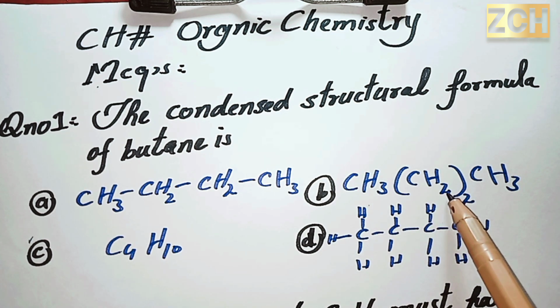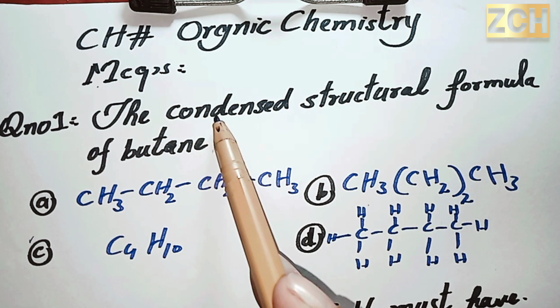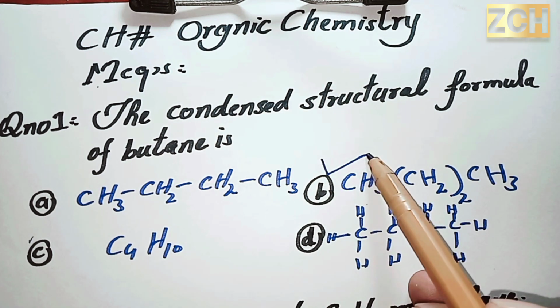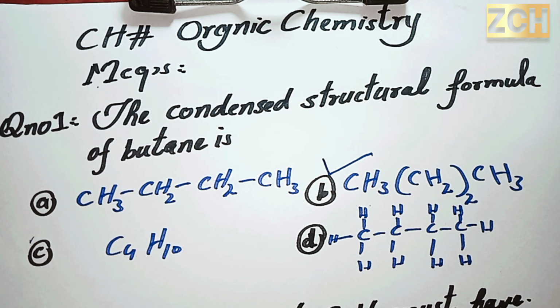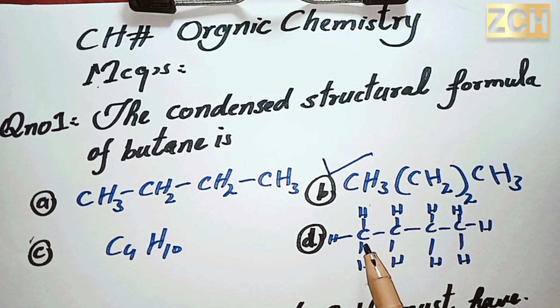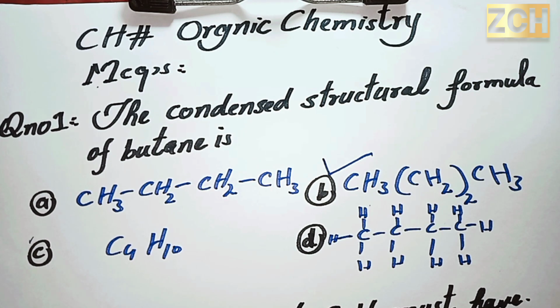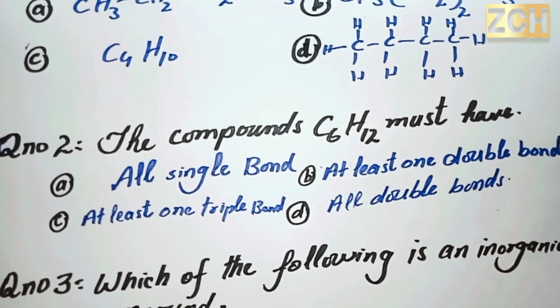Here are the two groups of methylene. So we write the condensed formula of butane in this form. So option B is correct, because in the condensed formula we write the atoms in groups rather than individual bonds.